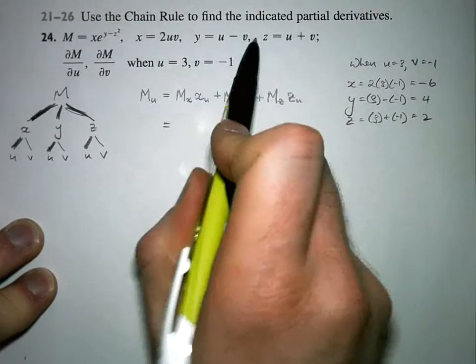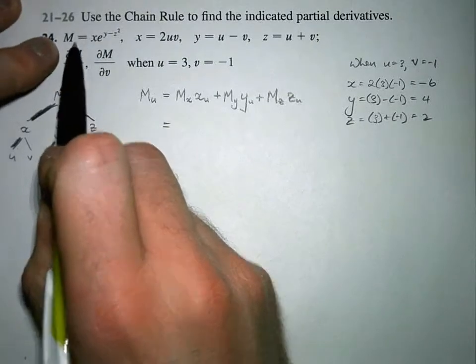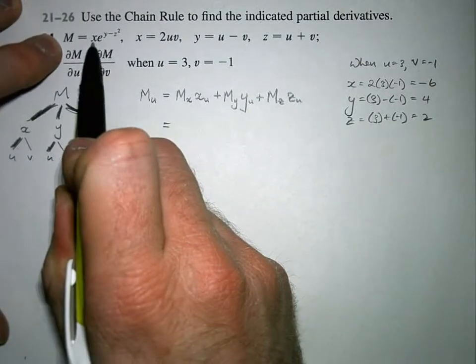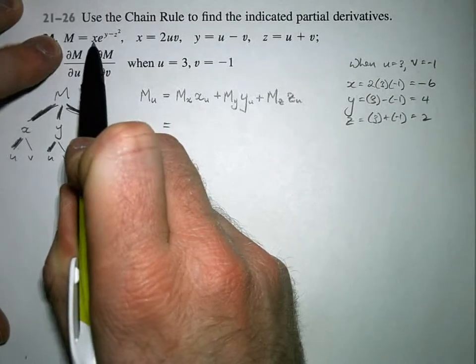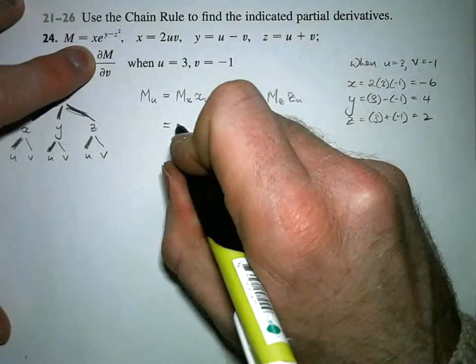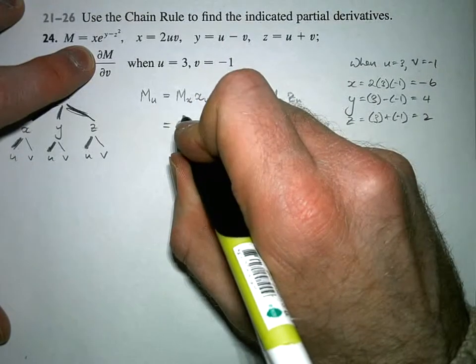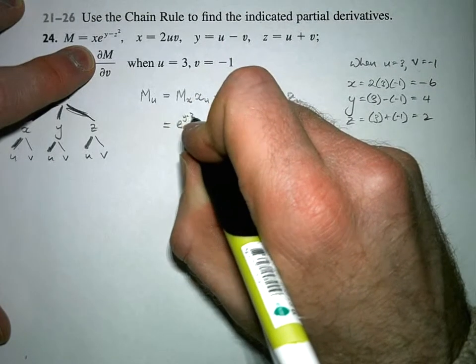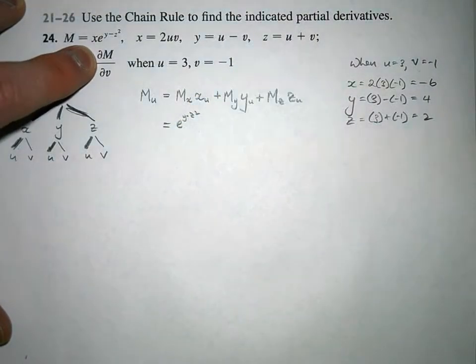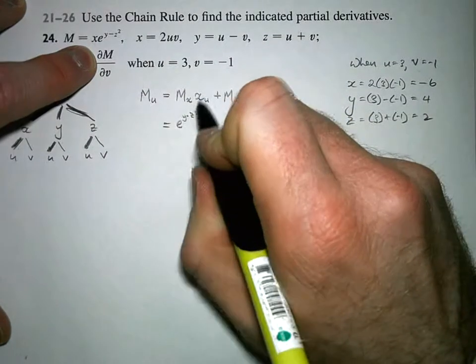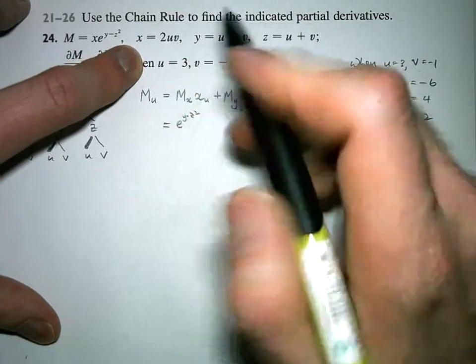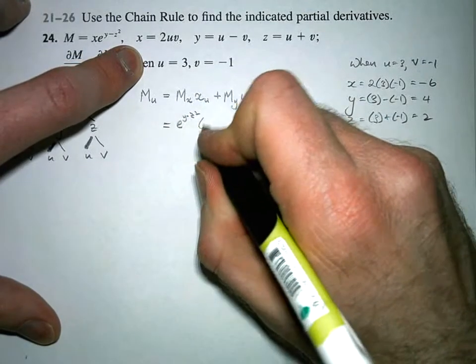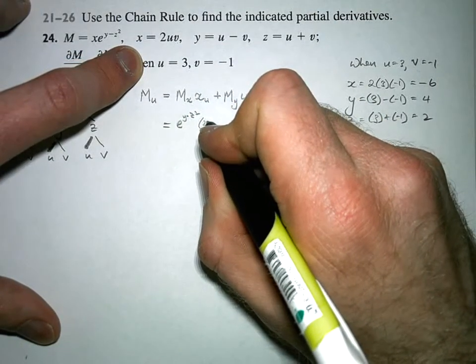Okay, now we need to work out what all of these things are, and that's quite easy because we've got all the functions over here. The partial derivative of m with respect to x, well, we treat everything else as a constant, so it's a constant multiplied by x. The derivative of that is simply the constant. In this case the constant is e to the y minus z squared, and we're going to multiply that by the derivative of x with respect to u. Now we're treating v as a constant, so the derivative there is simply 2v.